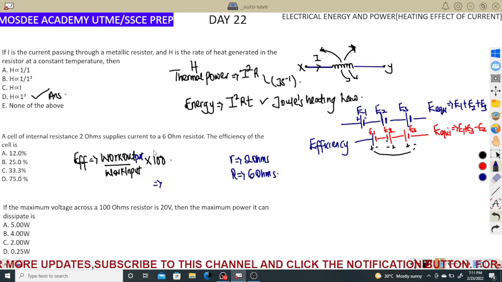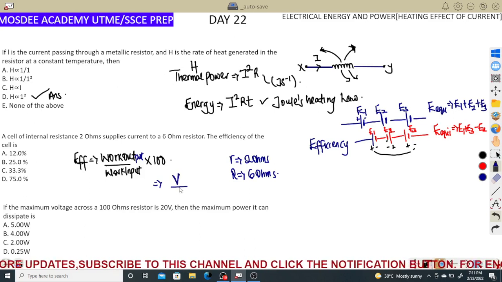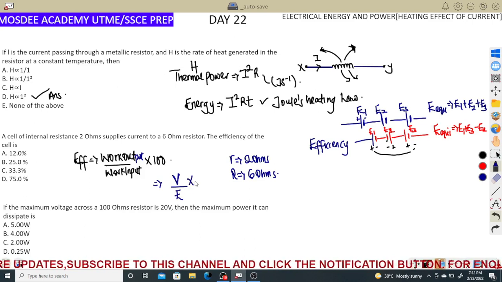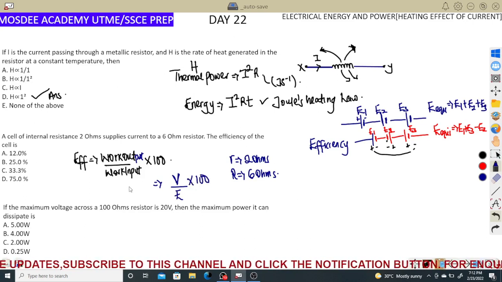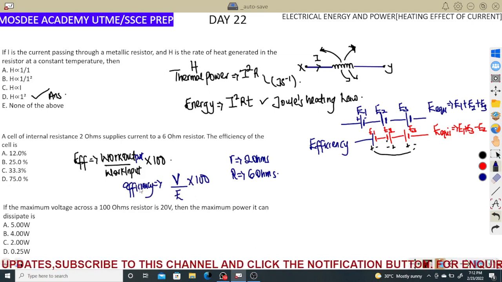So now, a quick one. When you are talking about the work done by the battery outside, the work output is the amount of potential difference that you supply, we call it V. Whereby the work input, the total amount of work done in any circuit or cell, is the electromotive force. I hope you know that. Multiply by 100. So this is the way we come about our efficiency formula. For derivation's sake, they are available in the full concept video, which I think you don't need. Exam is near. Efficiency is the best thing for now.